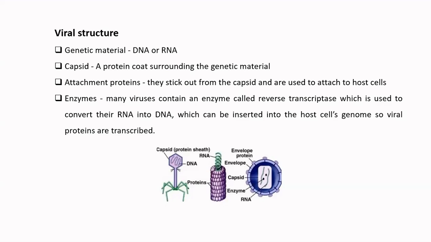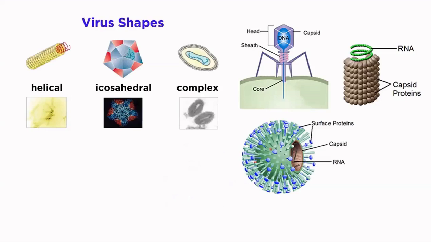Many viruses contain an enzyme called reverse transcriptase. That is used to convert their RNA into DNA, which can be inserted into the host cell's genome. So viral proteins are transcribed. Viruses have different shapes. You can see here helical shape, icosahedral, and some have complex structures.